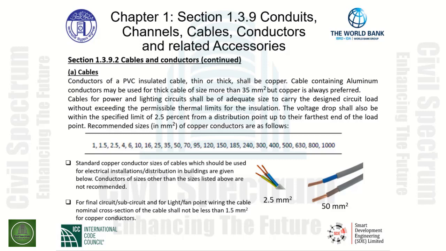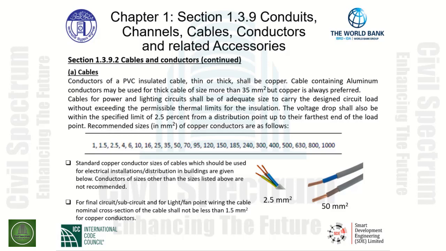As we can see, the range between 1 and 1,000 millimeters squared is our conductor areas. The standard copper conductor sizes of cables which should be used for electrical installations, distribution in buildings are given above. Conductor of sizes other than sizes listed above are not recommended. As you can see, it ranges from 1 to 1.5, 2.5, and goes all the way up to 1,000 millimeters squared.